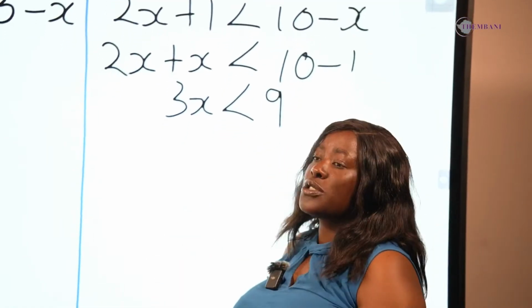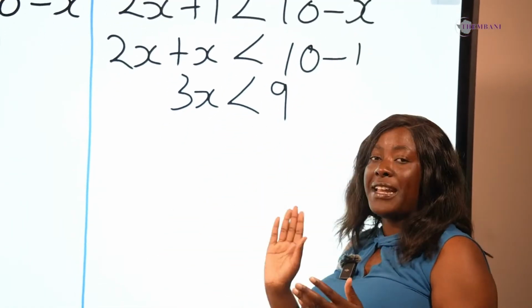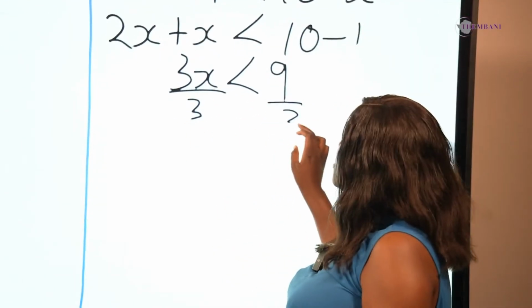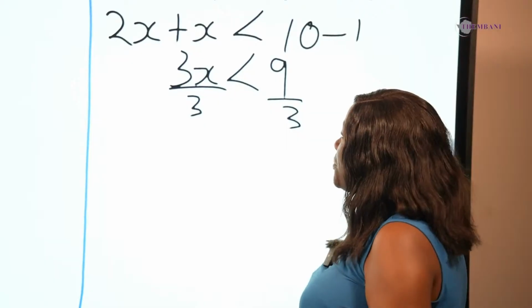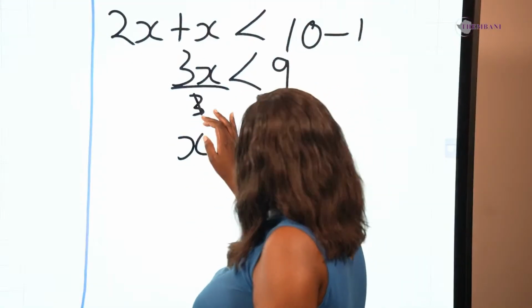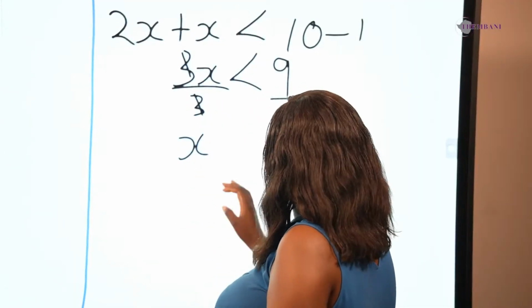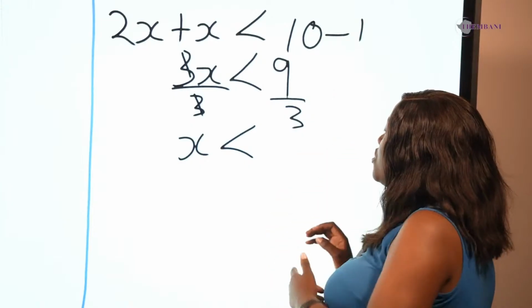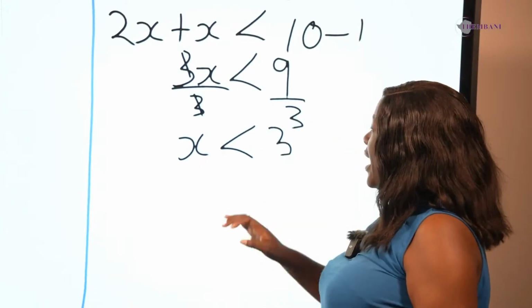For me to solve the variable of x, I'm going to divide both sides by 3. So I'm going to divide this side by 3 and also divide this side by 3. So this side, I'm going to remain with x. If I divide this side, I'm going to remain with x. Then on this side, 3 into 3 is 1, and 3 into 9 is going to give me a 3.